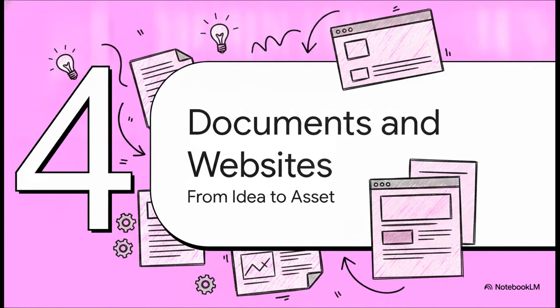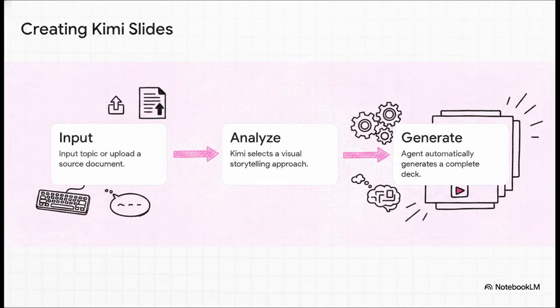Okay, Section 4, Building documents and websites. Taking things from a simple idea to a full asset. Creating Kimi slides is literally a breeze. It's an end-to-end process. You just type in a one-sentence topic, or maybe drop in a PDF. Kimi analyzes it, figures out the absolute best way to tell that story visually, and boom, the agent automatically generates and formats a highly professional, editable slide deck for you in minutes.